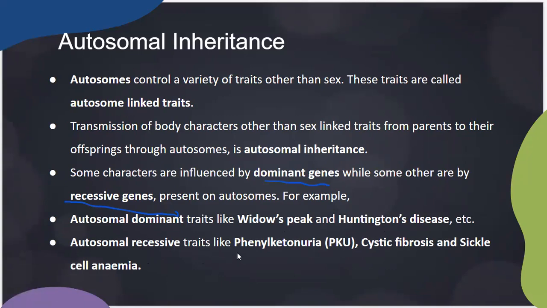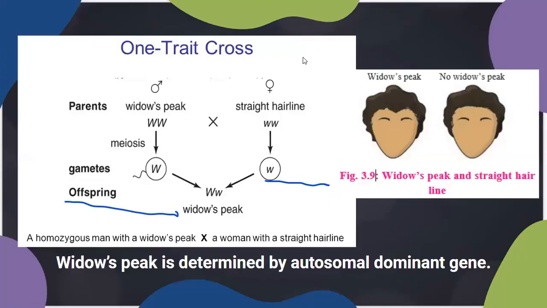And autosomal recessive traits are like phenylketonuria, cystic fibrosis, and sickle cell anemia. These are all recessive. These three are disease conditions where a normal gene is mutated, and if that mutation is there in the parents, the possibility of it getting transferred to the offspring is more. Huntington's disease is like that. So we will begin with the first example, that is widow's peak.